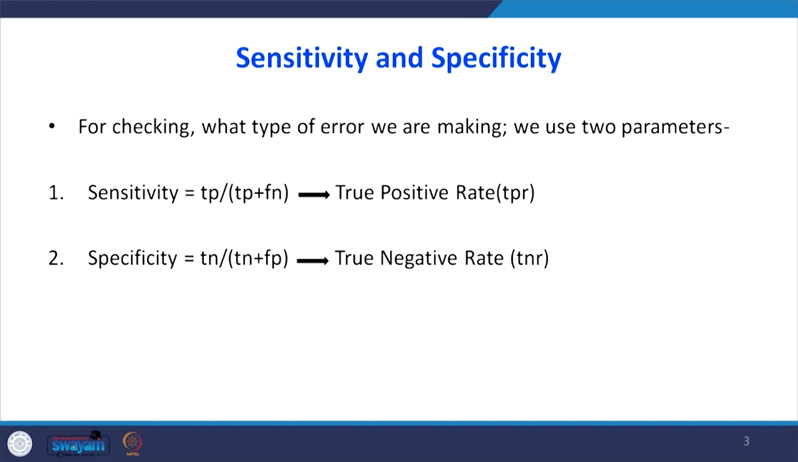There are two very important terms: one is sensitivity, and another one is specificity. For checking what type of error we are making, we use these two parameters. Sensitivity, whose other name is true positive rate, I have also shown you in our previous lecture: it is TP divided by true positive plus false negative. Specificity is the true negative rate, that is true negative divided by true negative plus false positive.